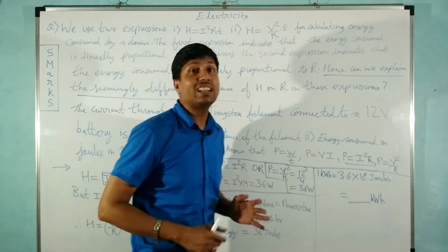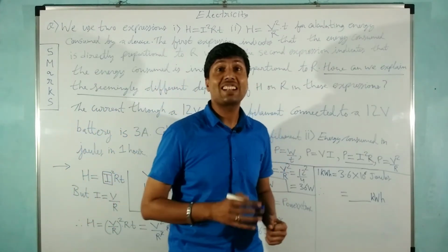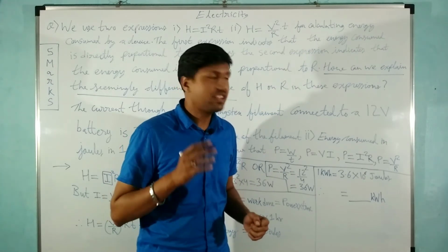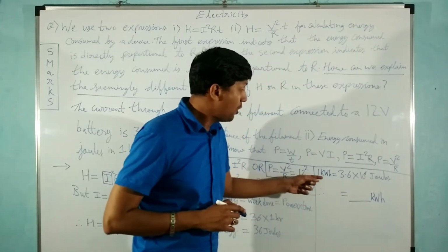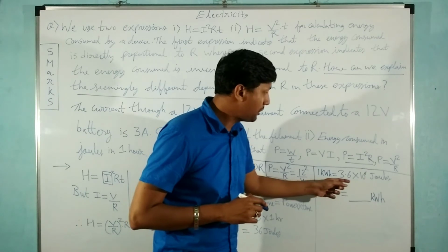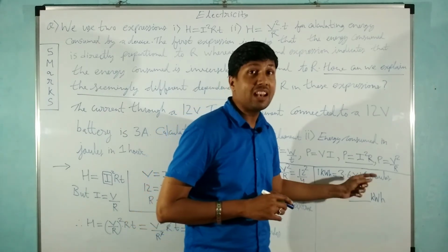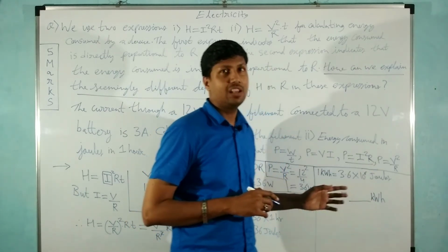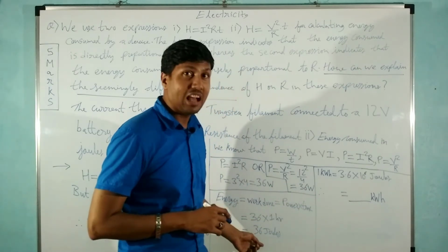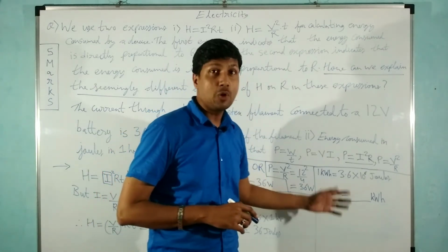Now we have to convert it into the commercial unit of electric energy, that is kilowatt hour. And for that we know that 1 kilowatt hour is 3.6 into 10 raised to 6 joules of energy. Now let's see if you are able to do this. I've left it for you. So let's see how you can do this.